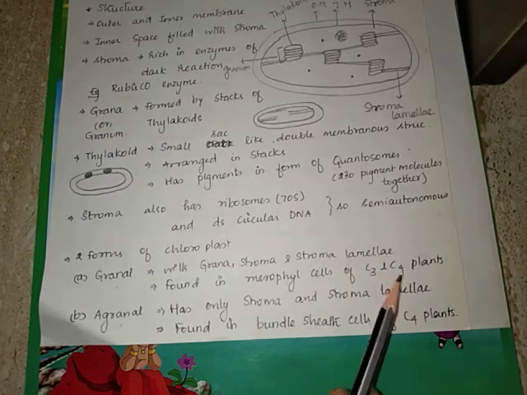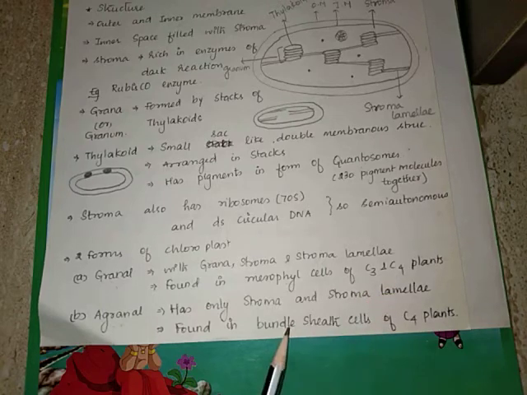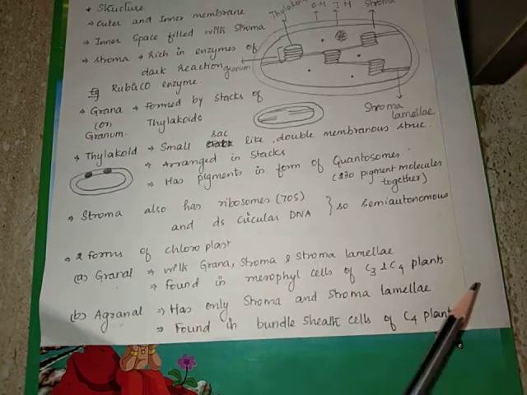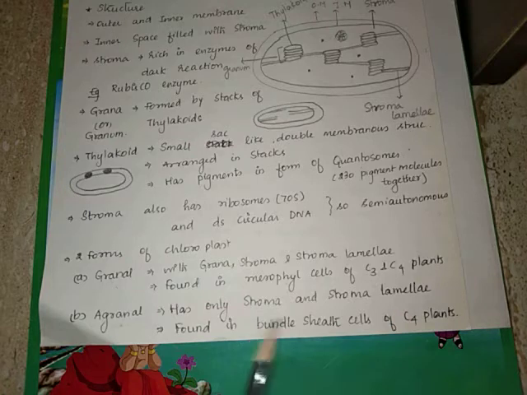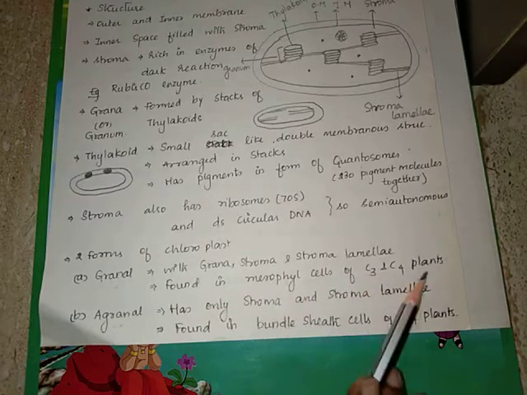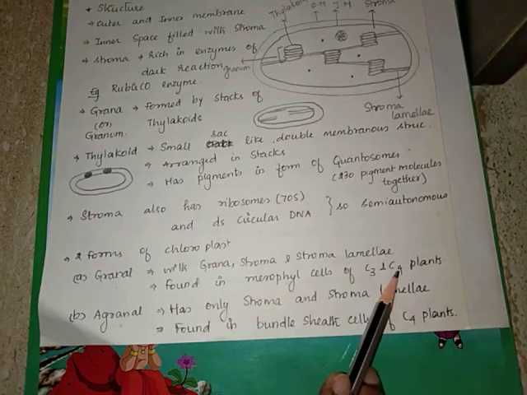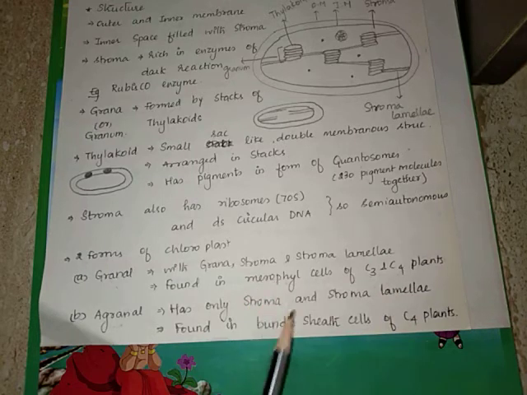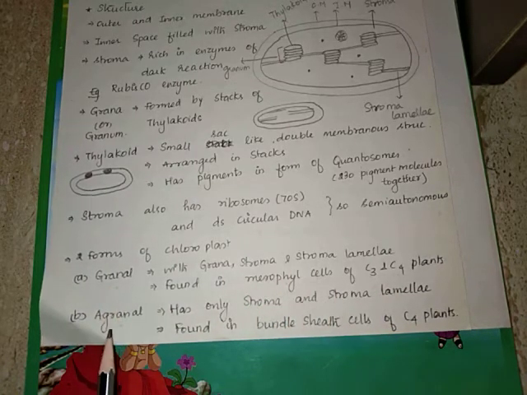You will study this in detail: what is C3, C4, what is a bundle sheath cell, what are mesophyll cells. When we study the photosynthesis anatomy unit, you will be clear with what all these terms mean. What are C3 plants, what are C4 plants, what are mesophyll cells, bundle sheath cells, all of these. You just remember where granal chloroplast is present and where agranal chloroplast is present.